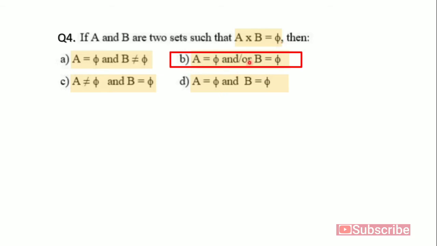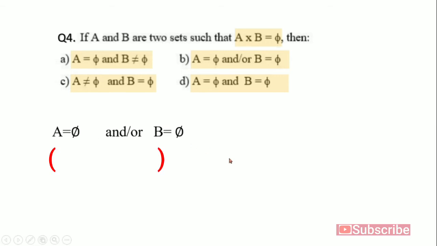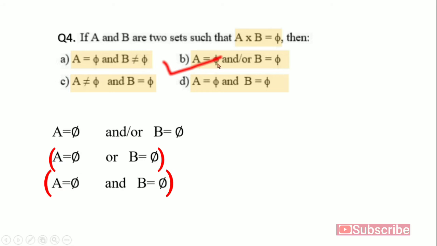And this one is indicating A is equal to phi and or B is equal to phi. What does this mean? This is representing all these three. So the actual option is this one. You can see this means A is equal to phi or B is equal to phi, and A is equal to phi and B is equal to phi. This single statement implies all these four options. So the actual correct answer is this one.